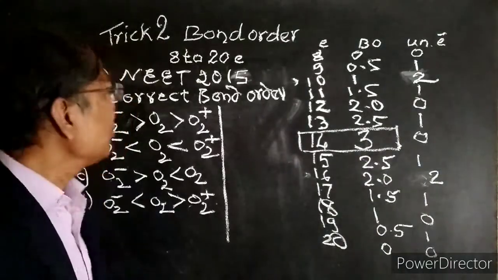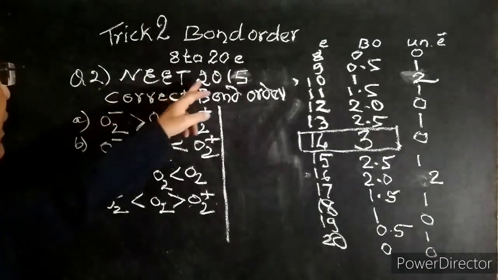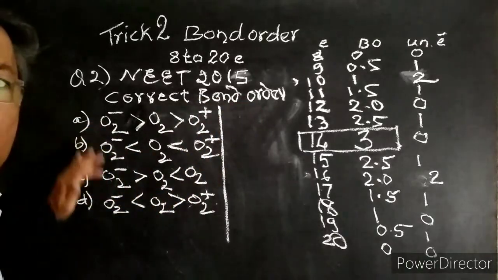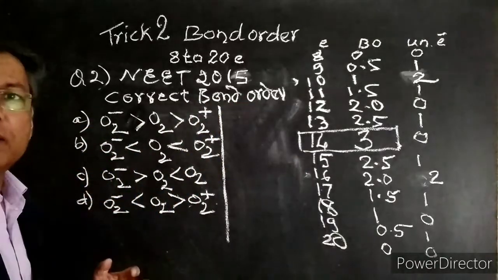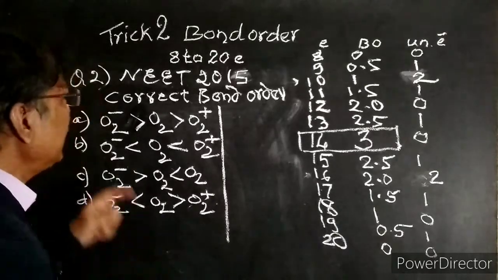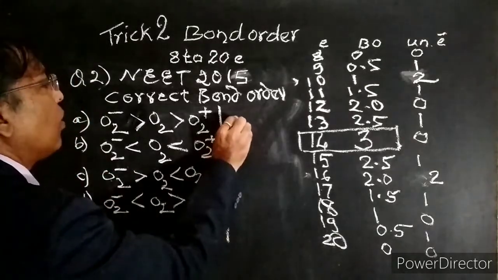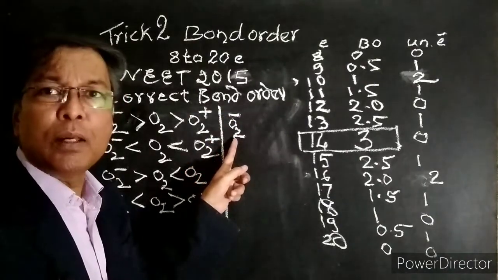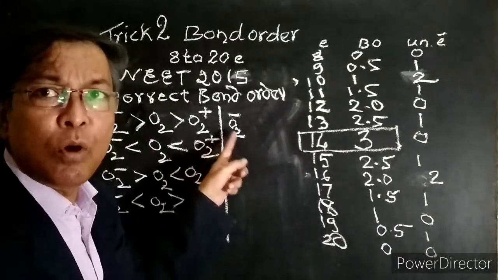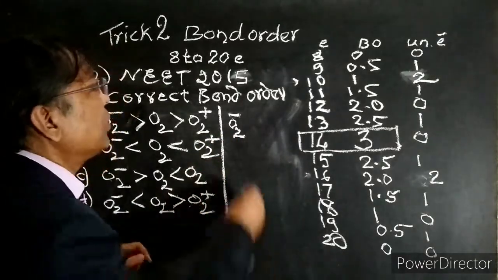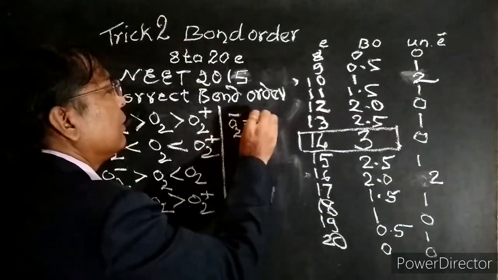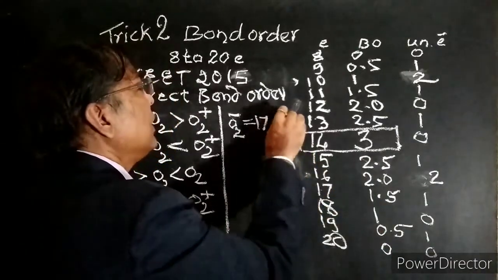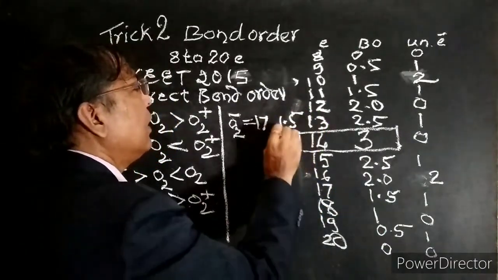Now let us solve one more question. This question has appeared in the year NEET 2015. We have to find the correct bond order from these 4 options. To find this, we have to find the bond order of each molecule. Let us find the bond order of O2 minus. There are 2 oxygen atoms, therefore the total number of electrons in 2 oxygen atoms is 16, and there is one minus charge, therefore the number of electrons is 17. Seventeen electrons means the bond order is 1.5.